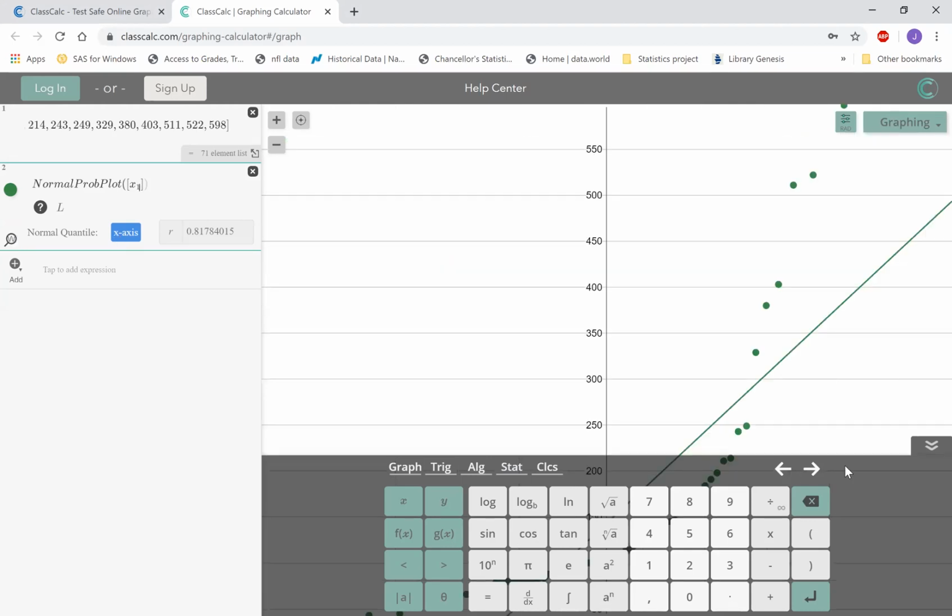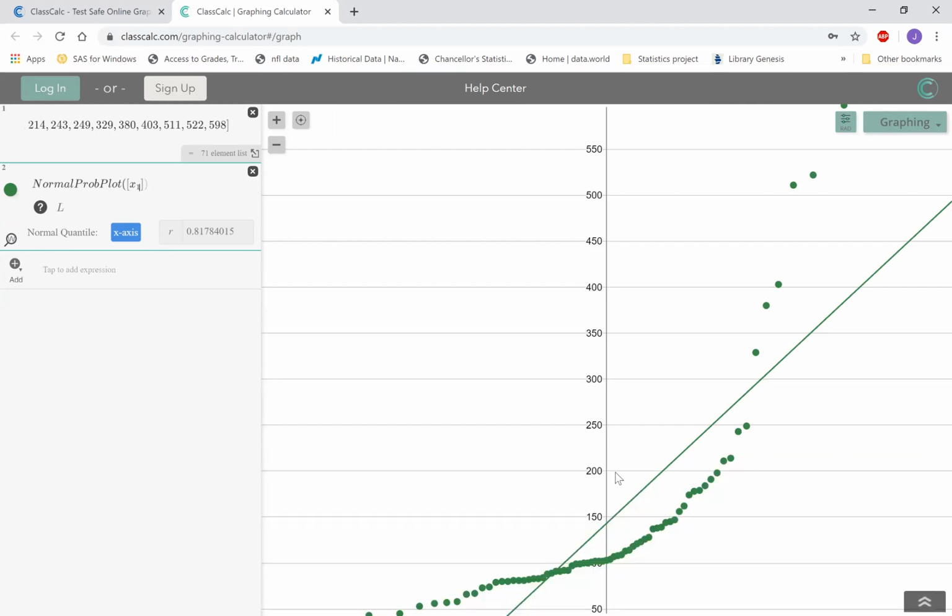And let's go to the plot. If I look at this plot, does it look like a straight line? All right, no, good. So for part B, we're going to say the normal probability plot is not a straight line.